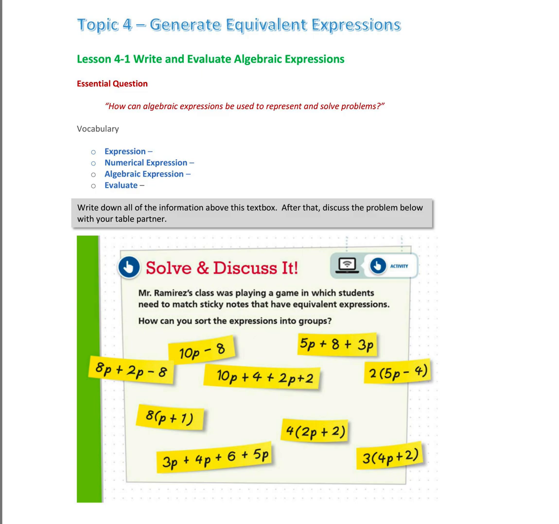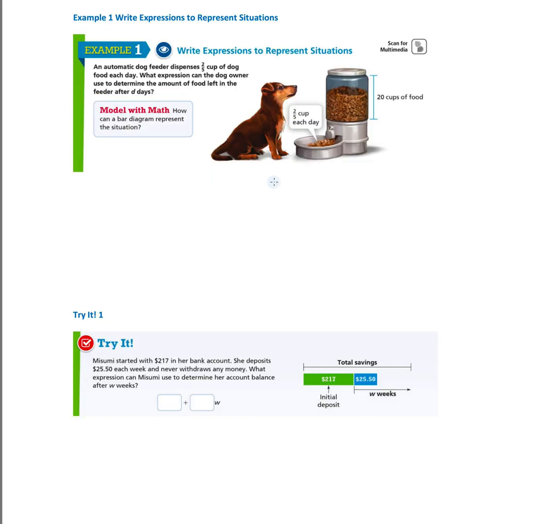I'm going to turn on the next layer here. And so here we go. Example 1, and then try it is based on that same example. So if we look at this one here, this one is worked out in your book, but I chopped that part of it off so we could work it out here. And the title of it is to write expressions to represent situations.